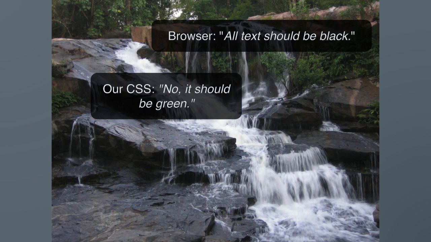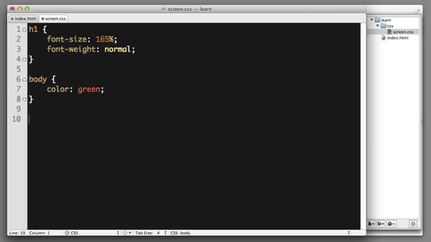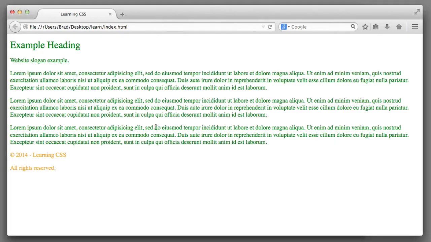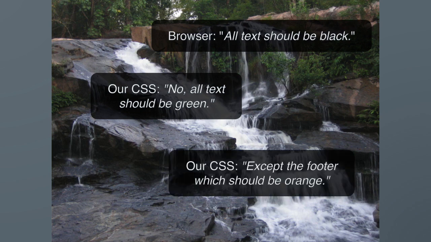Now just as we overrode the browser default, we can override our own default, so to speak. So we said that all text should be green and that cascaded down to all children elements, but it's very easy to override that preference if we get a bit more specific. So let's say that we want the footer text in our website to be orange. In our CSS file, we simply select the footer, color orange. So we can see how simple it is to create stylistic preferences that cascade to multiple elements on the page. And then when we need to scale back, we can simply override that preference for a particular area.